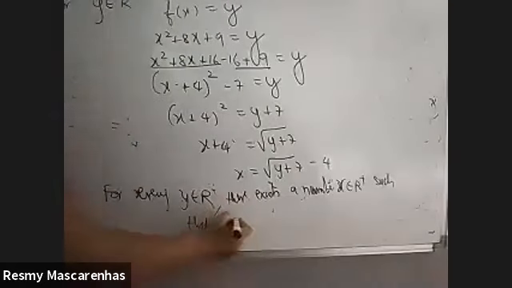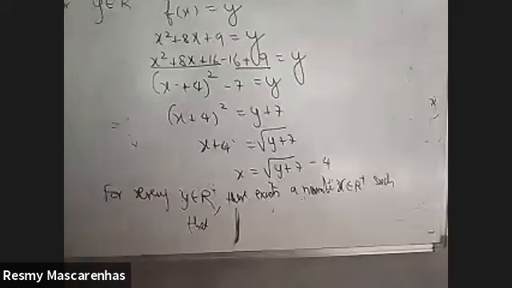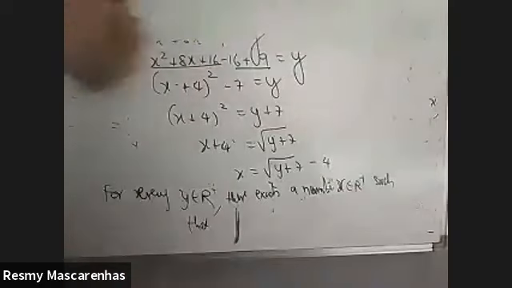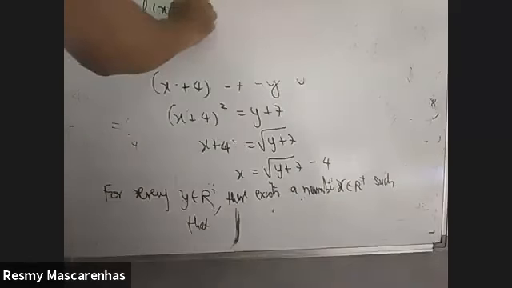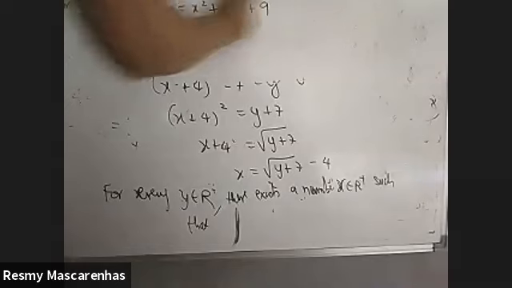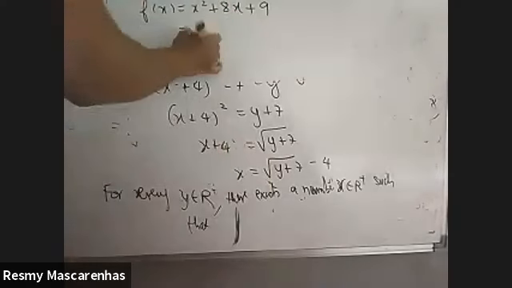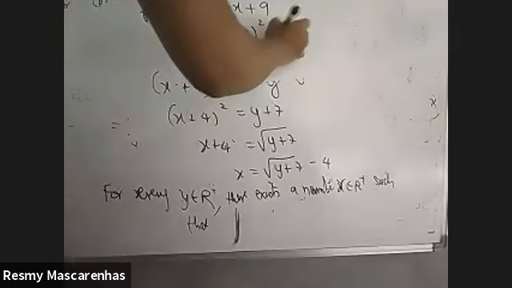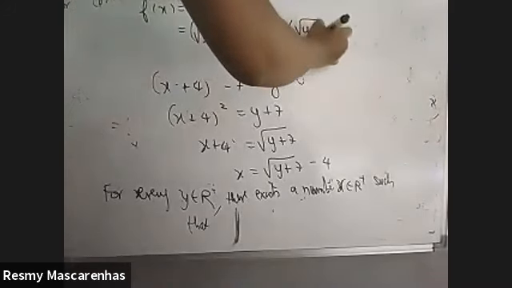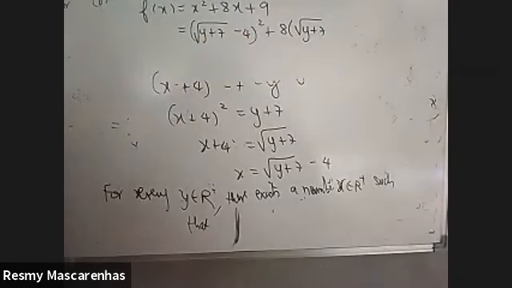Such that then substitute this value. Okay, so f of x is given as x square plus 8x plus 9. Then put the value y plus 7 minus 4 the whole square plus 8 times. You can attempt that 5th one then. Both are done, then no problem.